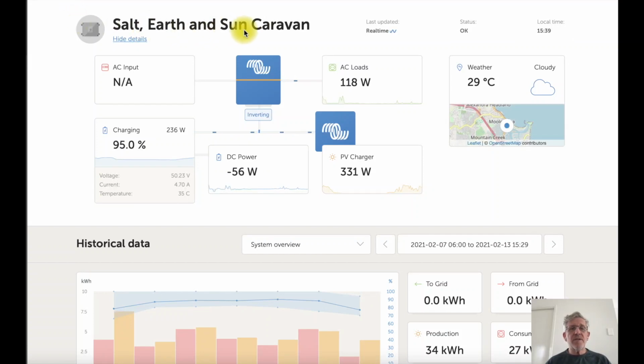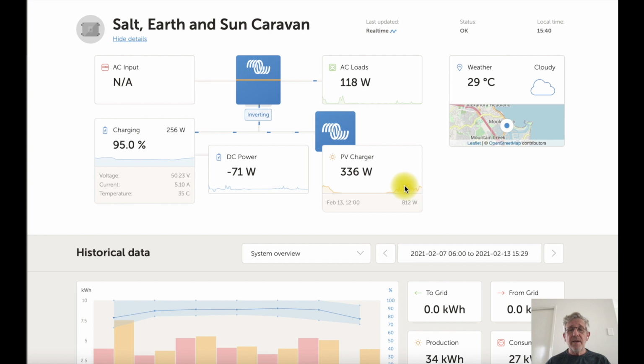And we've got Salt Earth and Sun here, who are down in Tasmania. And you can see their solar here. This is live right now in the afternoon. And if I move my little cursor here, I can see what's happened during the day. So they've had a peak here of about 900 watts today on the solar.